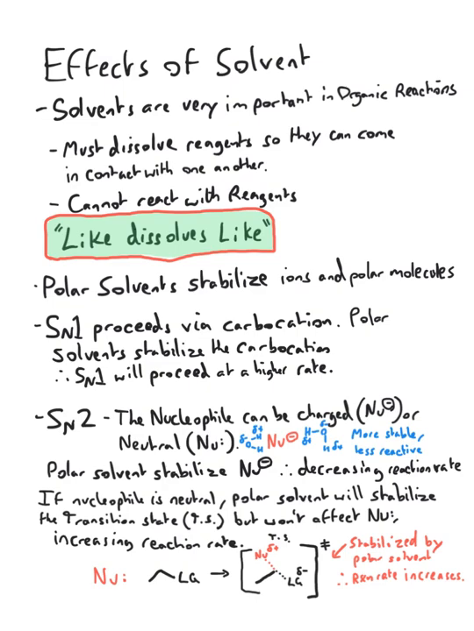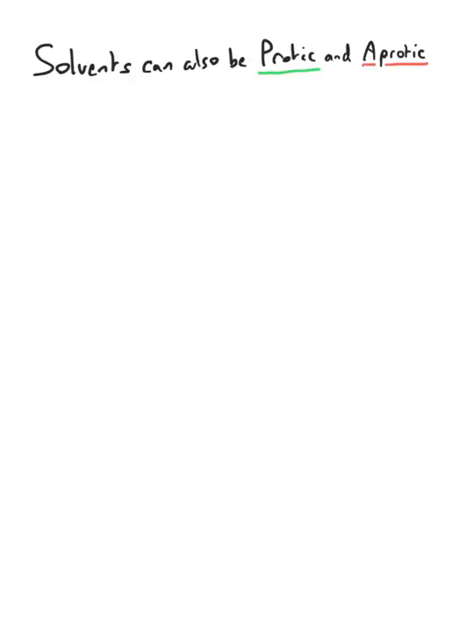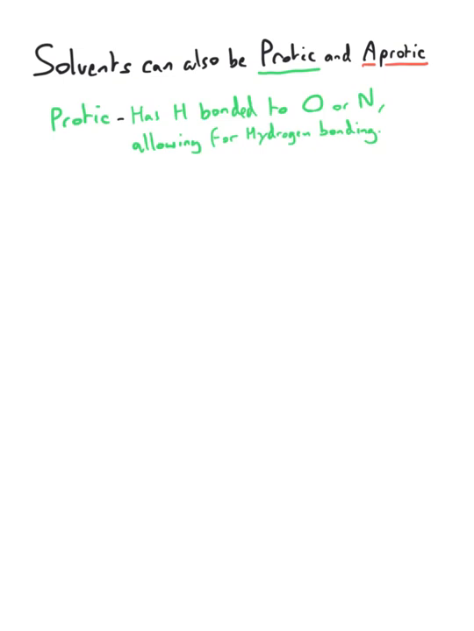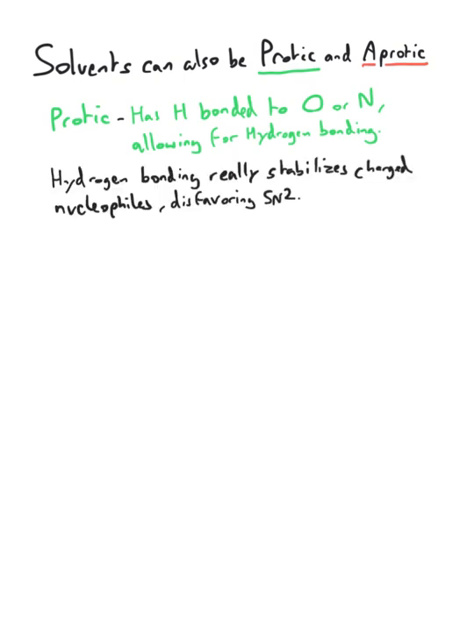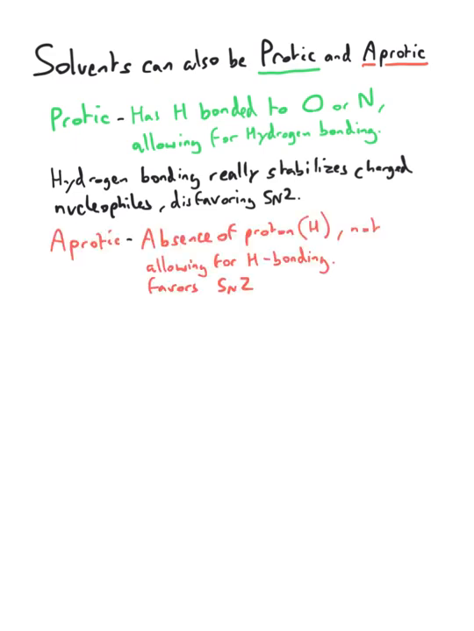Solvents can also be categorized as protic or aprotic. Protic means that it has a proton bonded to oxygen or nitrogen, allowing for hydrogen bonding. Hydrogen bonding really hinders charged nucleophiles, disfavoring SN2. Aprotic is the absence of protons, so there is no hydrogen bonding available.